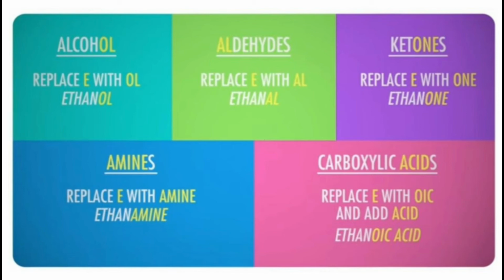Other than these, there are chlorine, bromine, fluorine and iodine that when present in a compound give its prefix chloro, bromo, fluoro and iodo.